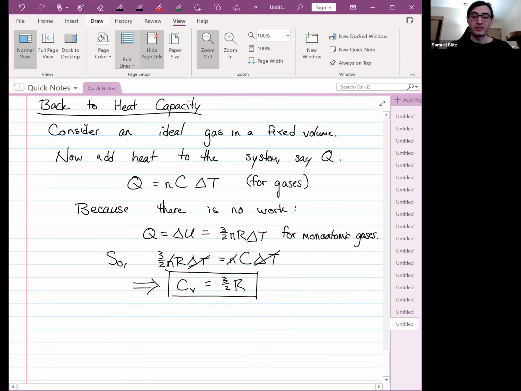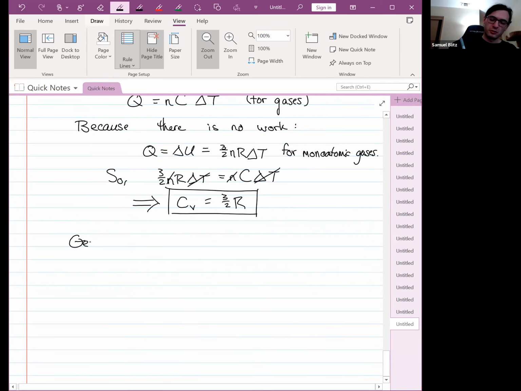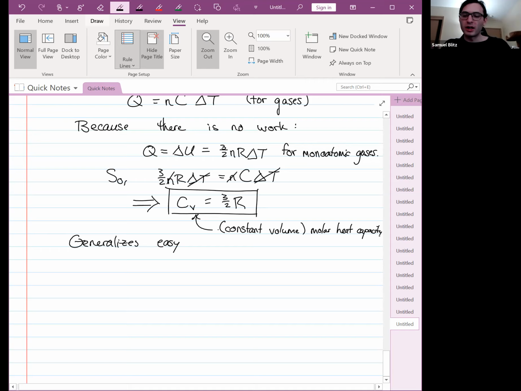Now this generalizes easily. Generalizes super easily, actually, because C_V is the constant volume molar heat capacity. It's just heat capacity with a constant volume, that's all. So this generalizes easily.